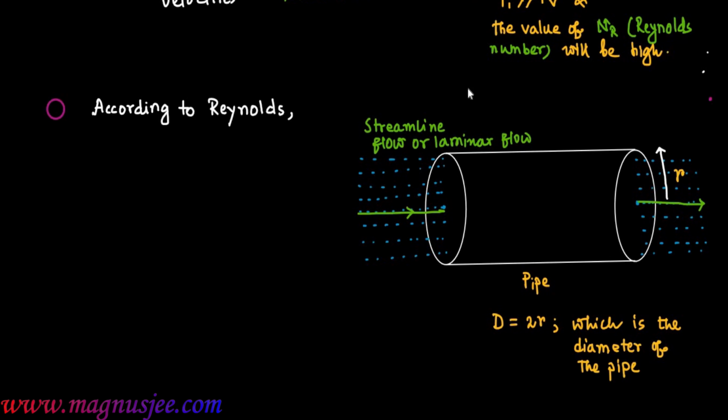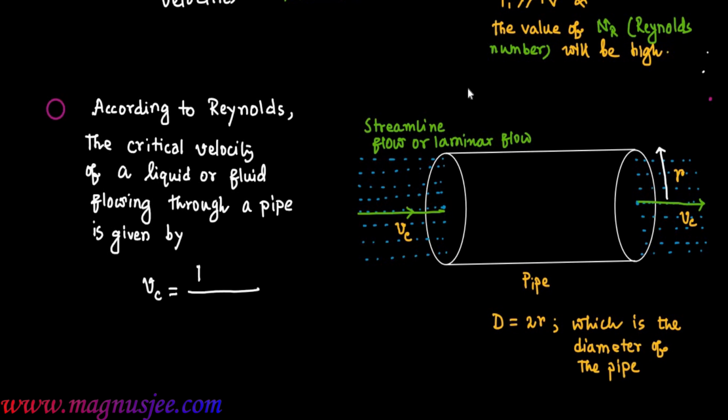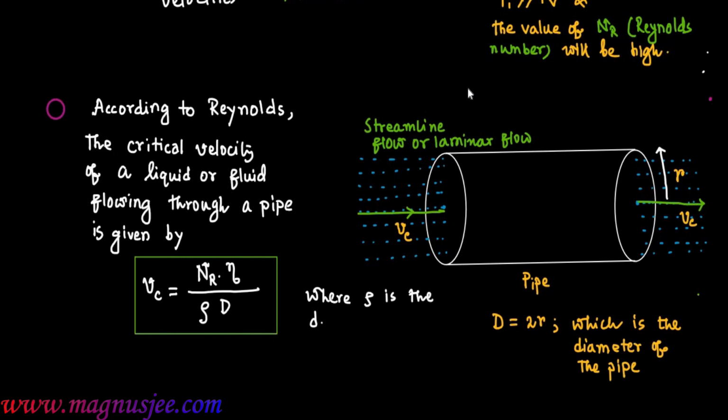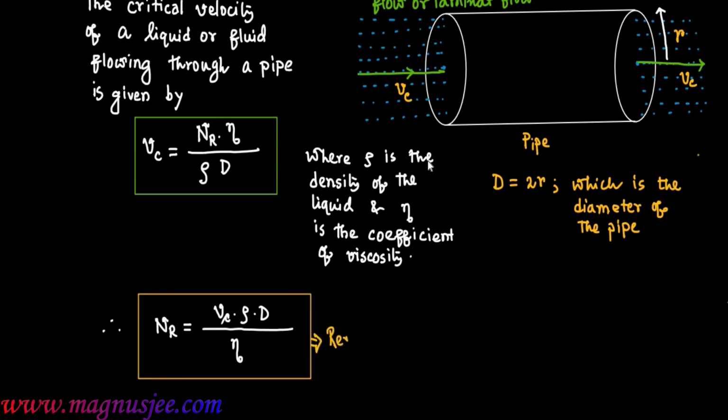According to Reynolds, British physicist, the critical velocity of a liquid or fluid flowing through a pipe is given by Vc equal Nr into eta divided by rho D, where rho is the density of liquid and eta is the coefficient of viscosity of the liquid. Hence, we get the expression of Reynolds number Nr, which is Nr equal Vc rho D divided by eta.